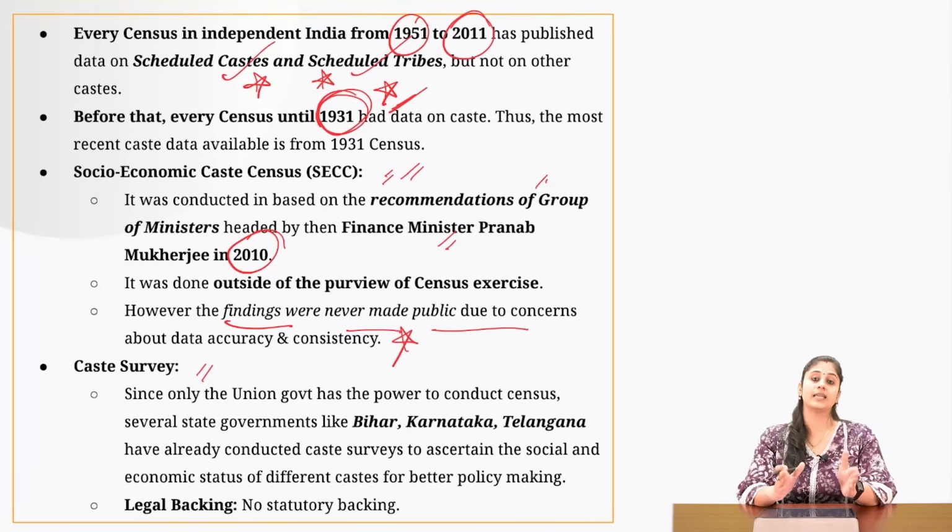That is why the states cannot carry out a caste census. That is why they went with caste survey. And this is something that you see in the states of Bihar, Karnataka and Telangana. The state governments in Bihar, Karnataka and Telangana have carried out their respective state caste surveys.